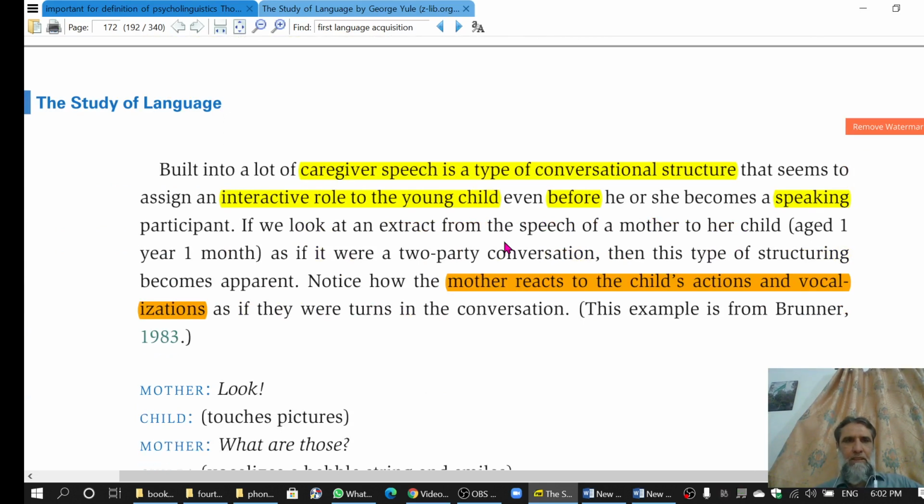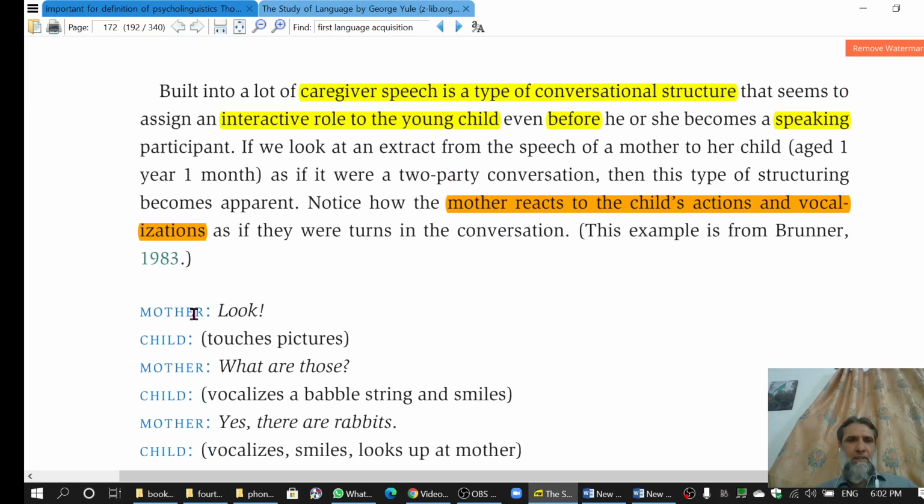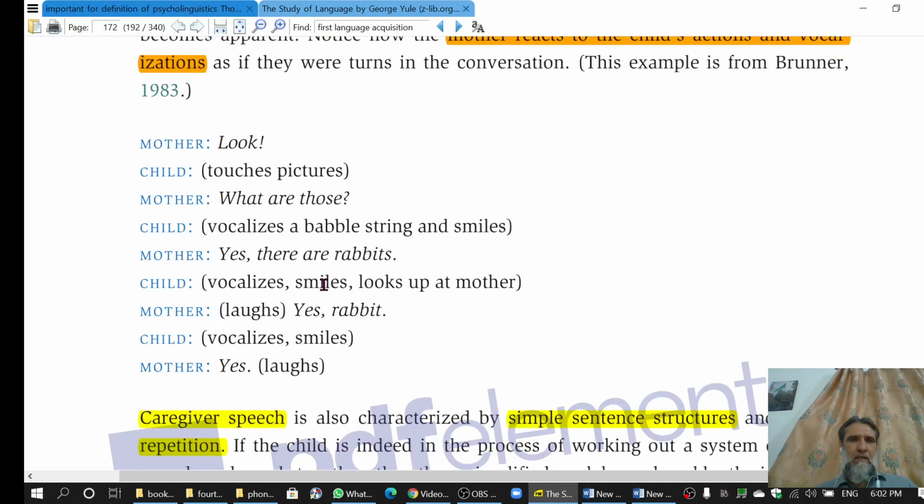The mother especially and the other caregivers or caretakers use language with the infants, though it is one-sided, but the mother or the caretaker supposes that it is double-sided. For example, in this dialogue, mother says, "Look," and the child touches the pictures. So the child has said nothing, but he just touches the pictures, and the mother pretends that this is a kind of conversation, and the mother says, "What are those?" And the child doesn't say anything.